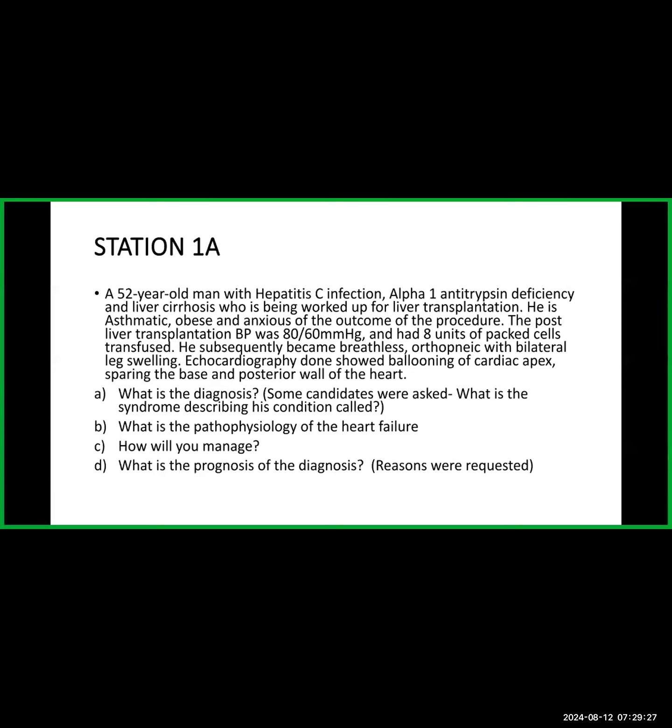A 52-year-old man with hepatitis C infection, alpha-1 antitrypsin deficiency, and liver cirrhosis, who is being worked up for liver transplantation, is asthmatic, obese, and anxious of the outcome of the procedure. The post-liver transplantation BP was 80/60, and he had 8 units of packed cells transfused, subsequently became breathless, orthopneic with bilateral leg swelling. The echo done showed ballooning of the cardiac apex, sparing the base and posterior wall of the heart. The question was, what is the diagnosis?